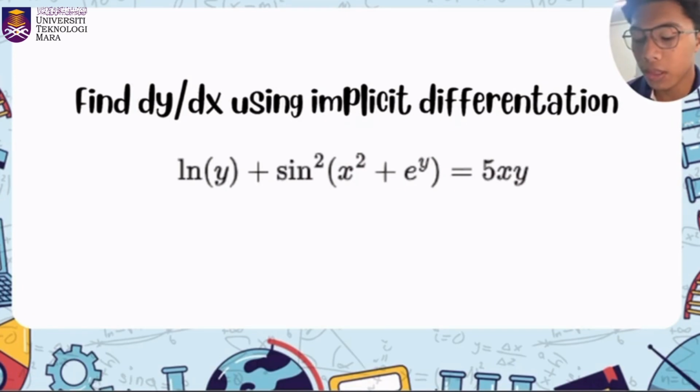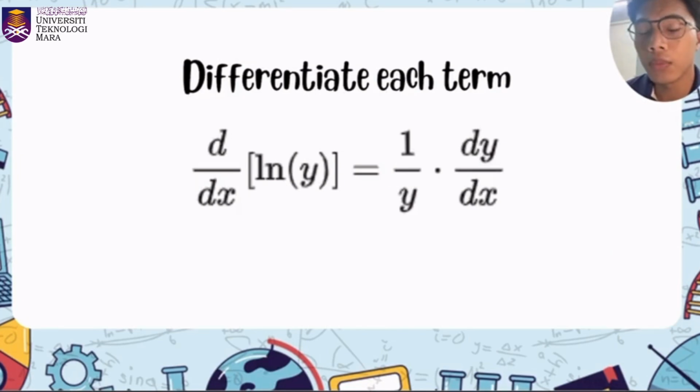Given ln y plus sin squared x squared plus e^y equals 5xy. So first we differentiate each term. The derivative of ln y is 1 over y times dy/dx. Why must we multiply it by dy/dx? Because we are differentiating y.